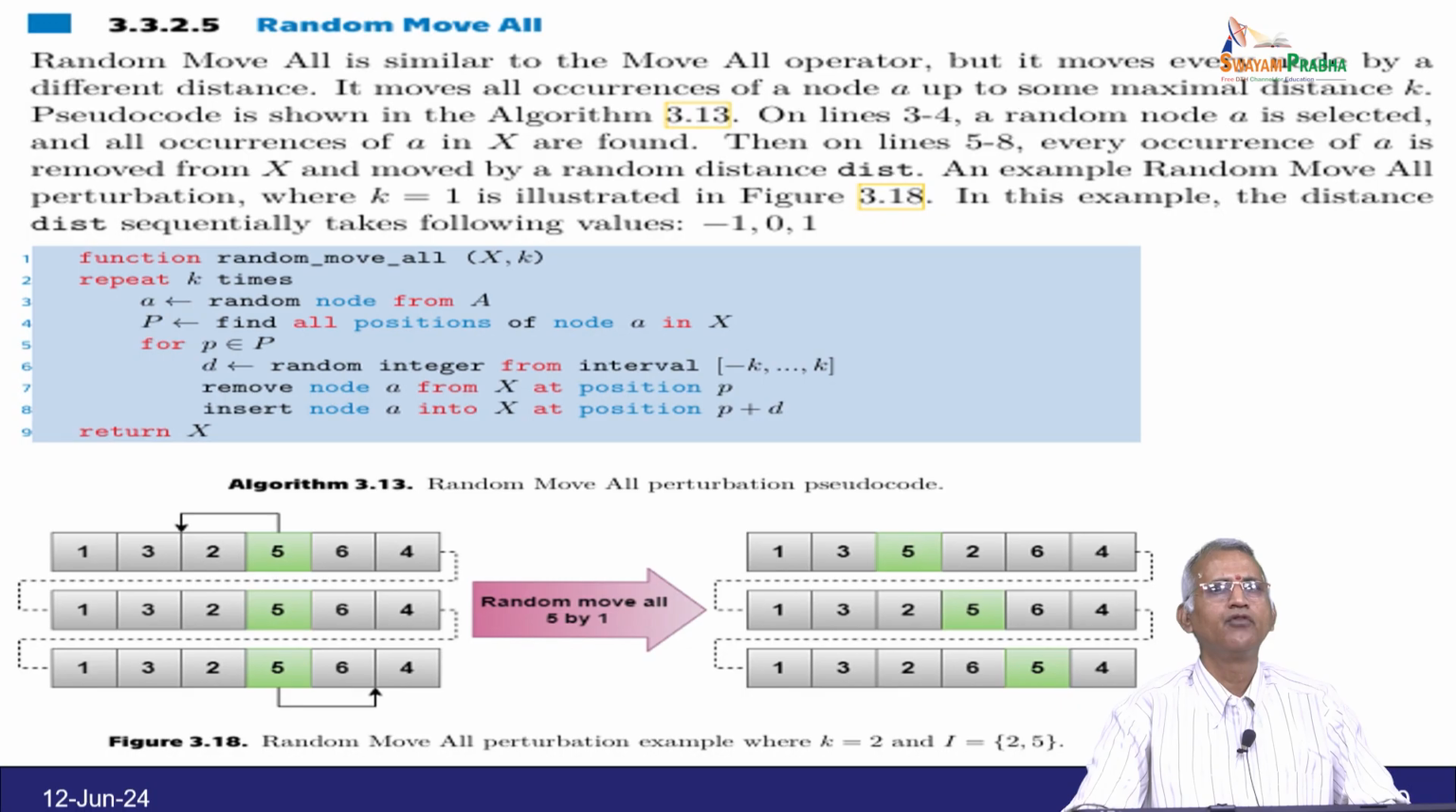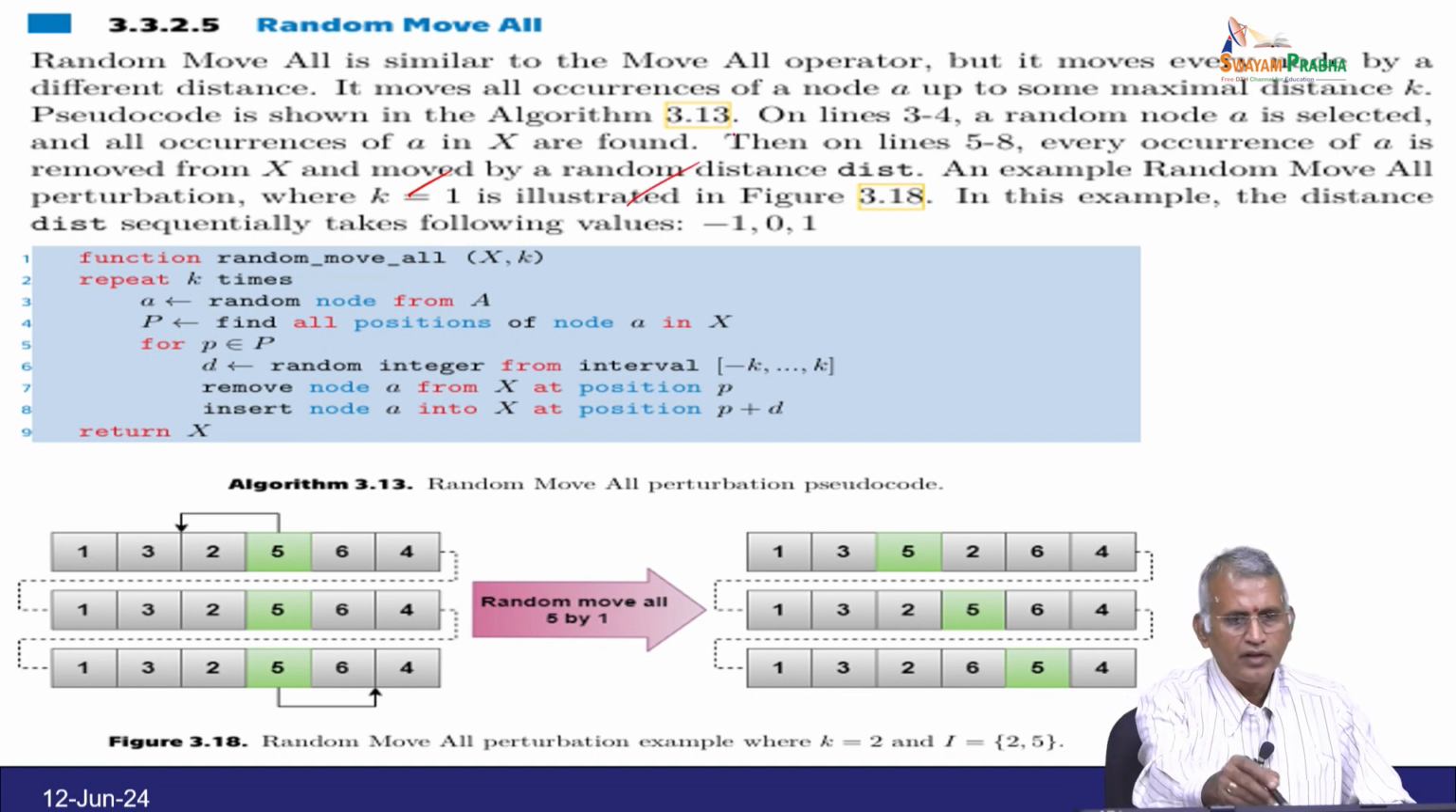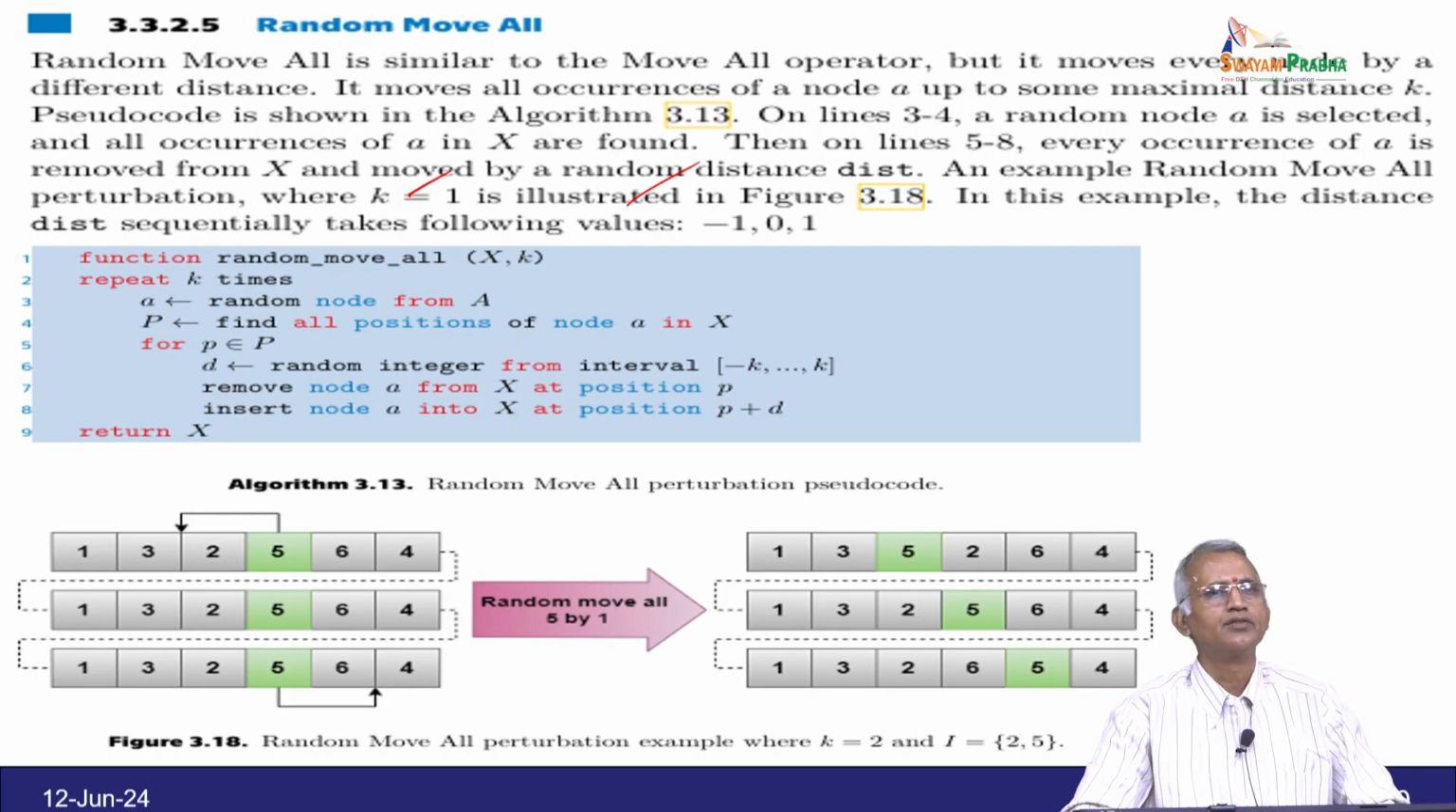On line 4, a random node A is selected and all occurrences of A in x are found. Then on lines 5 to 8, every occurrence of A is removed from x and moved by a random distance. An example, a random move all perturbation where k equal to 1 is illustrated in the figure. In this example, the distance takes the following values: -1, 0, 1. So, this is the pseudocode generated for random move all perturbation, and random move all of 5 by 1. So, I equal to 2, 5 where k equal to 2 is pictured.